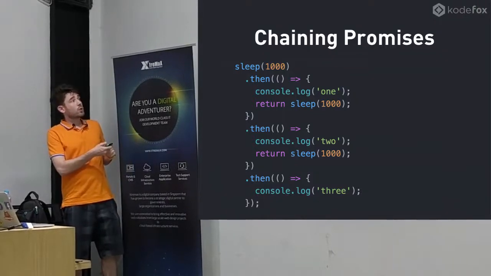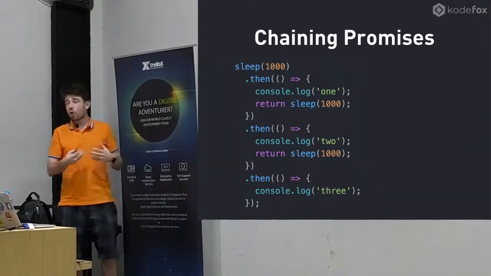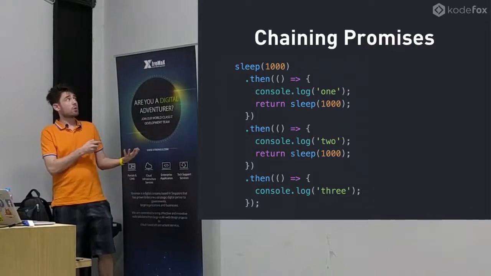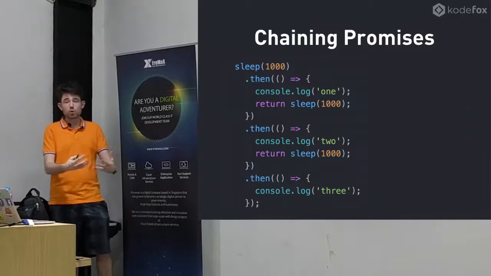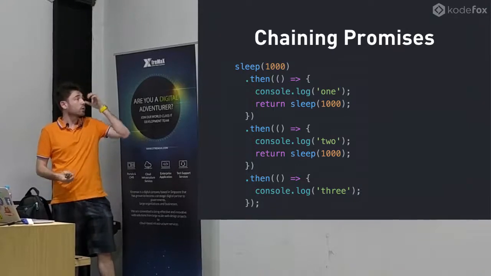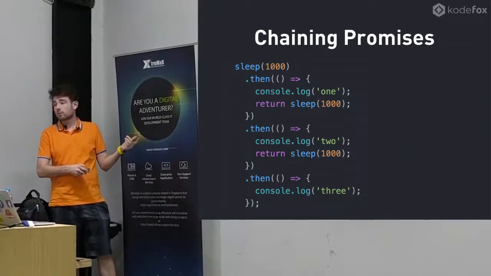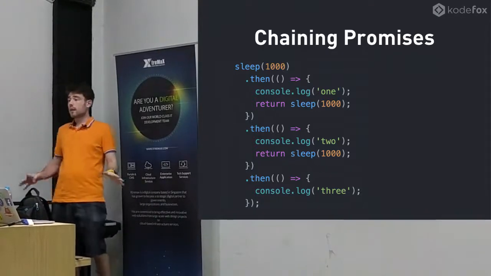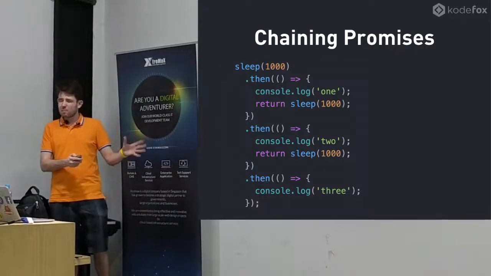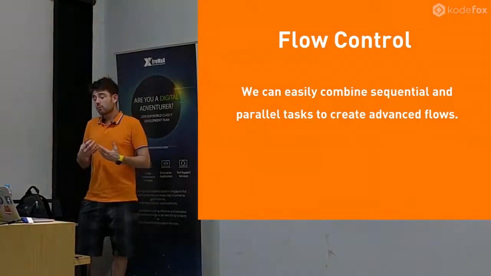The first thing you might notice is that we're returning something from inside our callback, right? Inside of our then handler, we're returning another promise. Remember, whenever we call sleep, it returns a promise that will resolve in the future. And when we return a promise from in here, that's what allows us to call another then. In the last one, we didn't return anything, so we're finished, right? Even this might be a little better than callbacks, but it's not amazing. But we get flow control.